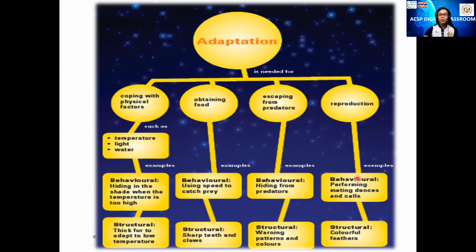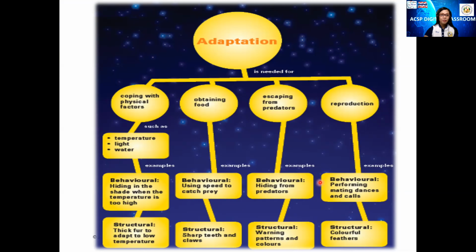Animals, what they do, they have mating, they do mating calls and mating dance. They perform mating calls and mating dance so that they can reproduce. They can attract mates for reproduction. And structural adaptation, they have colorful feathers, for the birds, so that they can attract the mates for reproduction.